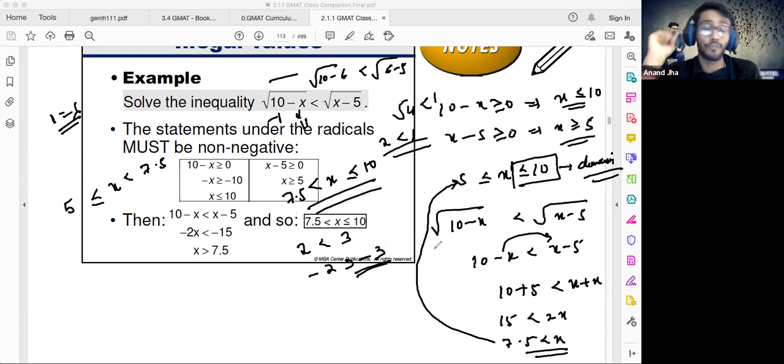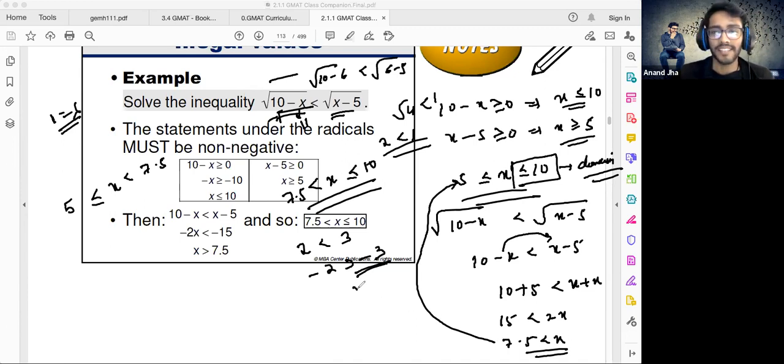These kinds of questions you can expect in your GMAT exam, so don't make this mistake. The first task is to check this, make it positive, get the domain of X, then solve it accordingly. And see whether this is your answer. Suppose your answer came X greater than 11. What will be my answer then?